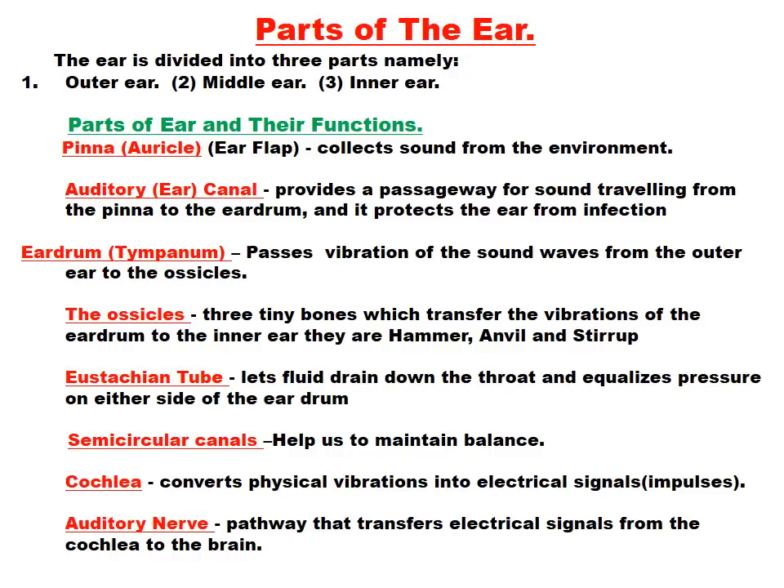The cochlea converts the physical vibration to electrical signals. The auditory nerves transmit the electrical signal to the brain to interpret. The eustachian tube equalizes pressure on each side of the eardrum, and the semicircular canals help us to maintain balance.